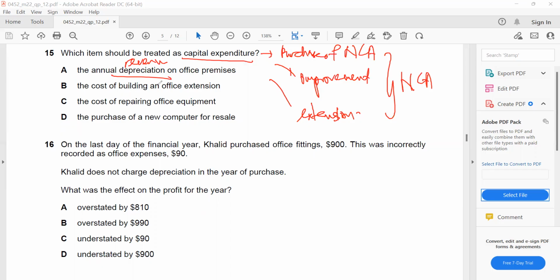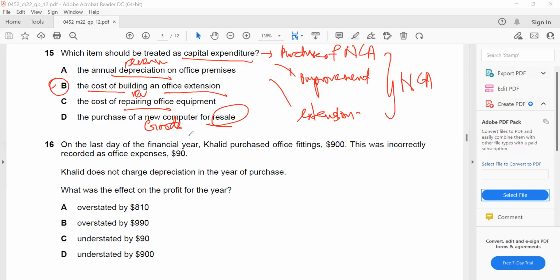The cost of building of office extension. So this is the one of it. Okay. The cost of repair. Repair is a revenue expenditure. The purchase of a new computer for resales. For resales means that this is a goods. So this is a purchases, not a capital expenditure. This is revenue expenditure. So the answer should be B.